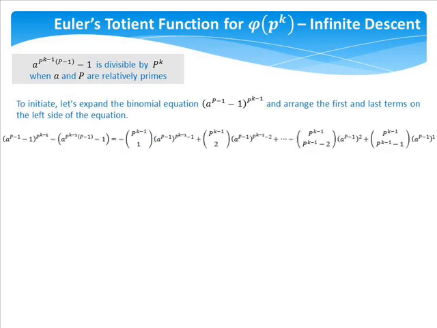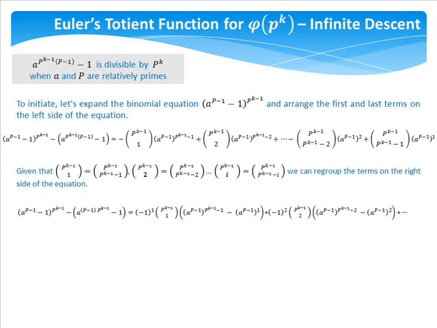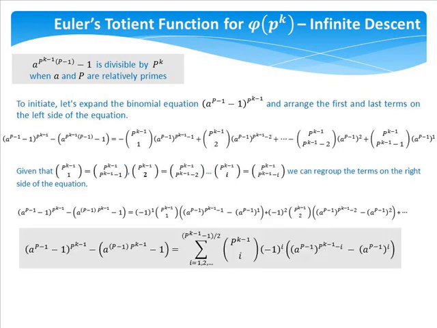let's expand the binomial equation and arrange the first and last terms on the left side of the equation. Next, on the right side of the equation, we can regroup terms with the same binomial values. Here we have a raised to p minus 1 raised to p raised to k minus 1. As Fermat's little theorem states that p divides a raised to p minus 1, here we have that p raised to k minus 1 divides this first term on the left side of the equation.